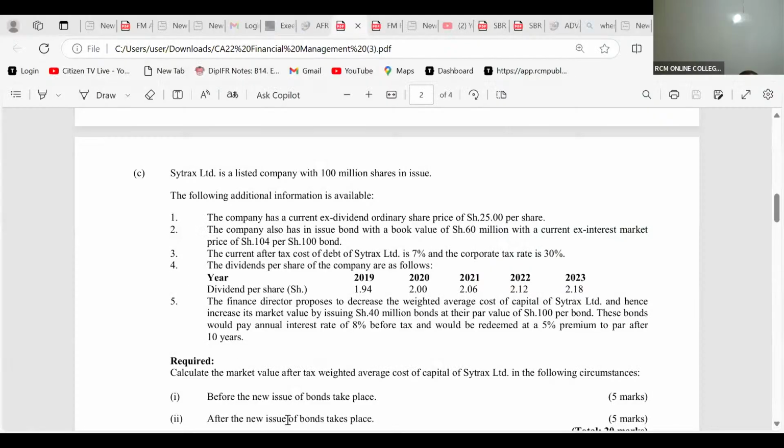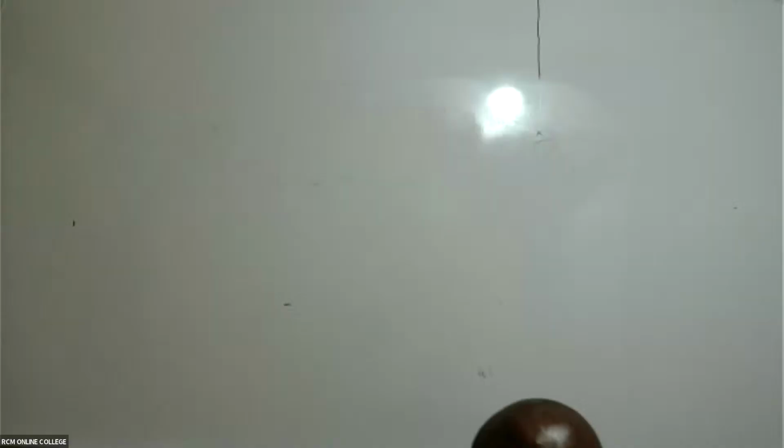So now part 2 is after the new issue of bonds takes place. When we issue bonds, we expect to get a new KD. Look at note number 5. The finance director proposes to decrease the WACC of Online Limited and hence increase its market value by issuing 40 million bonds at their par value of 100 million. These bonds would pay annual interest rate of 8% before tax and would be redeemed at 5% premium to par after 10 years. So then this is cost of a redeemable bond.